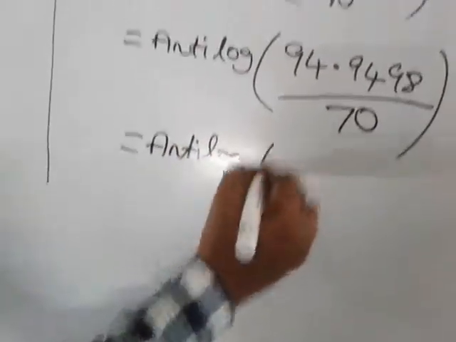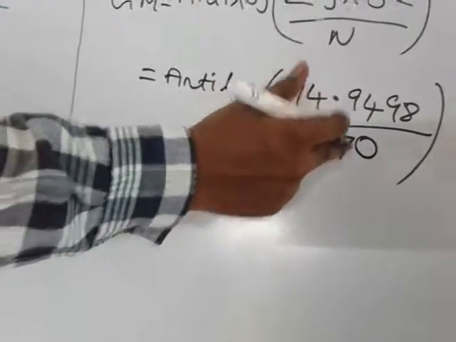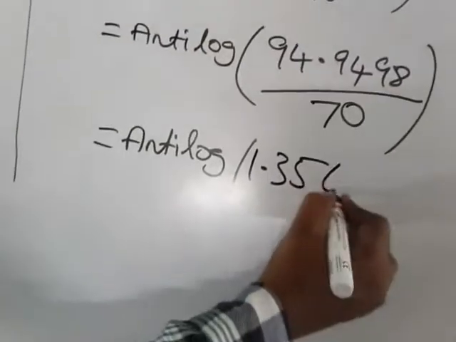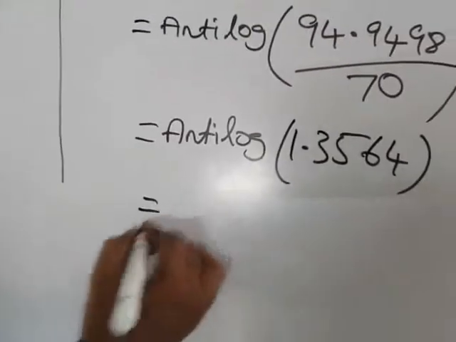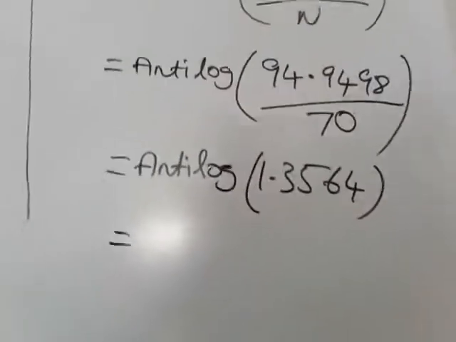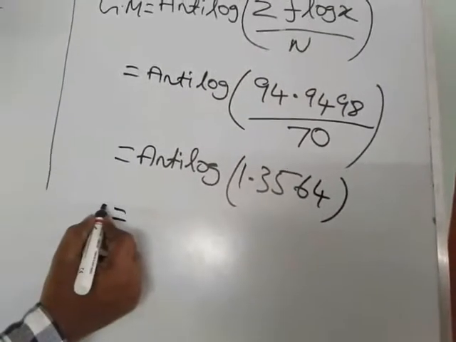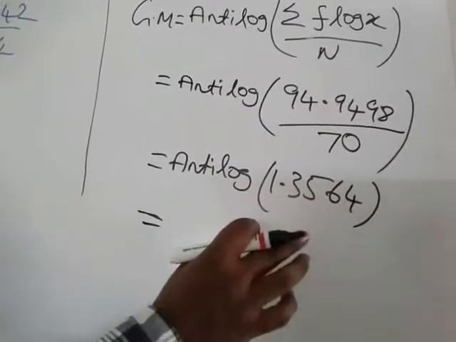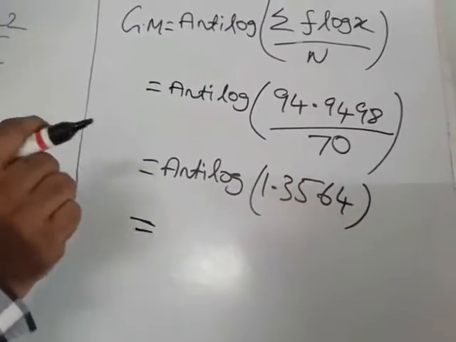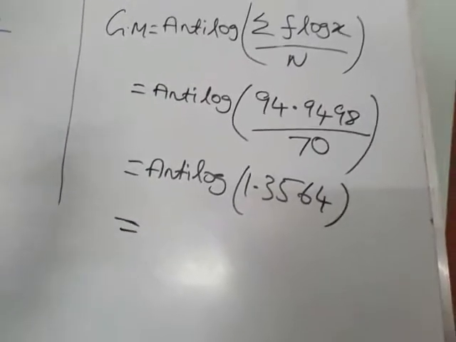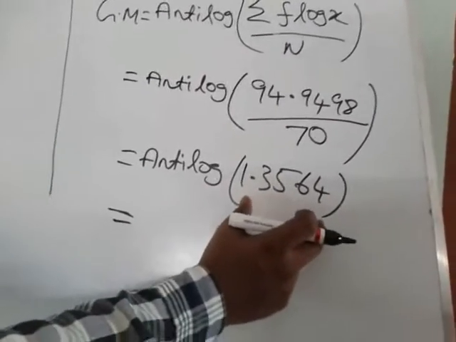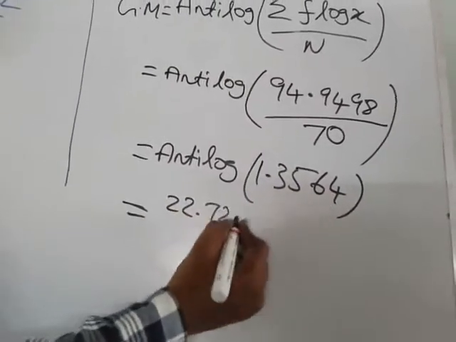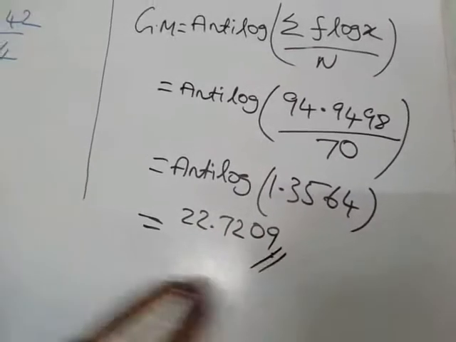Now divide these two values. If you divide, we get 1.3564. Check each step; if there is any mistake, comment. Now for this you find the antilog. Antilog is done using the shift button and the logarithm button on the scientific calculator. After typing this value, we get 22.7209. So this is our required GM.